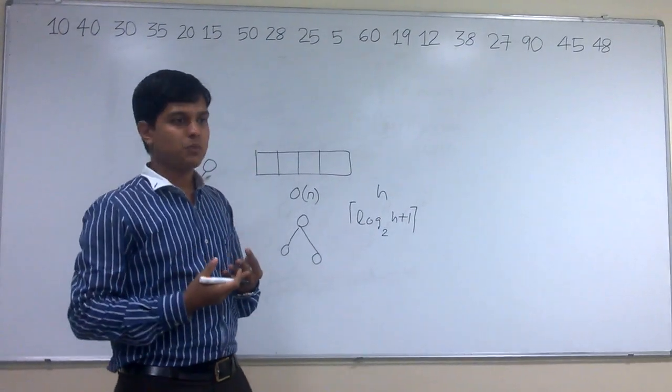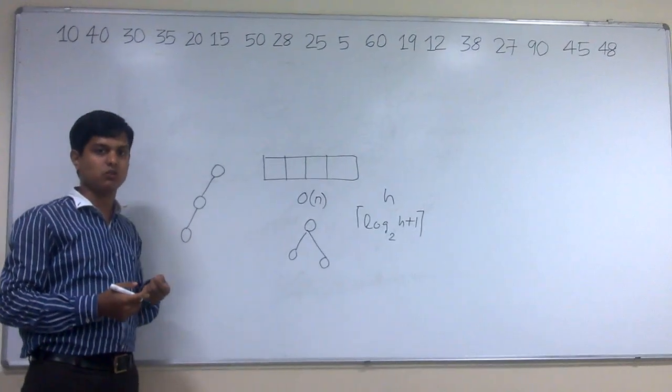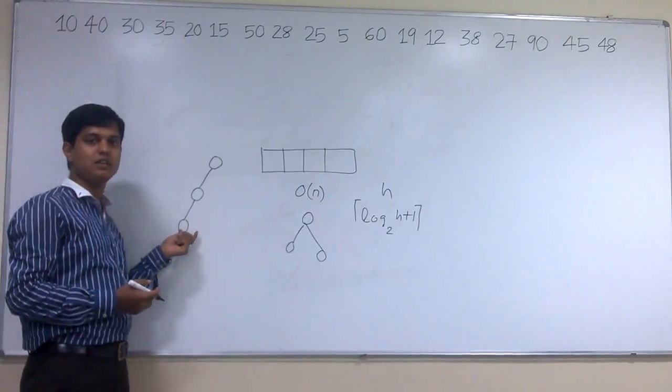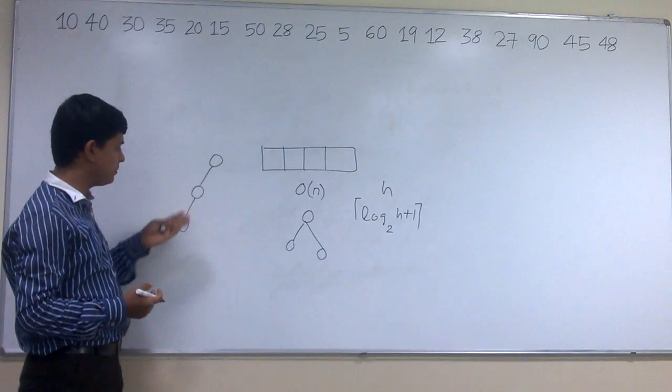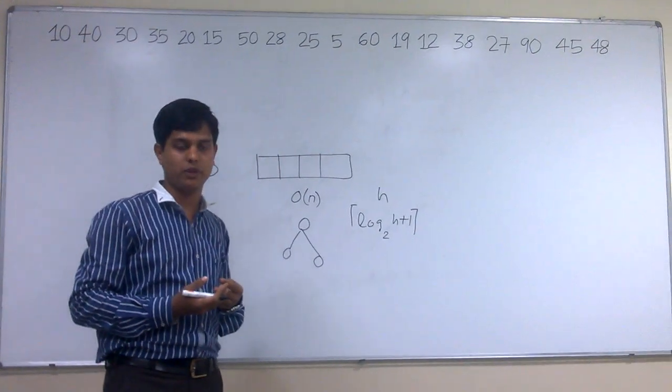So for this kind of analysis, you will also require a complexity of order of n. Why is it order of n? Because if I want to search the last element, then it will search all other elements. So finally we will reach the nth position, so the complexity is order of n.